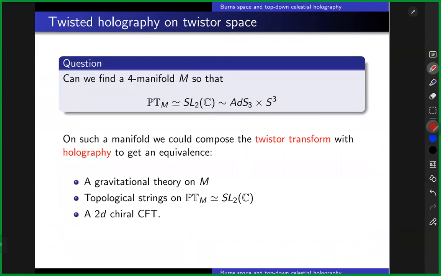Now, if we could find such a thing, then we would have a nice celestial top-down duality by composing the twistor transform, relating some field theory in twistor space to ordinary space, with holography. This would relate some theory on M with a 2D chiral CFT. Okay, so this is the goal of what we're trying to build. Are there any questions?